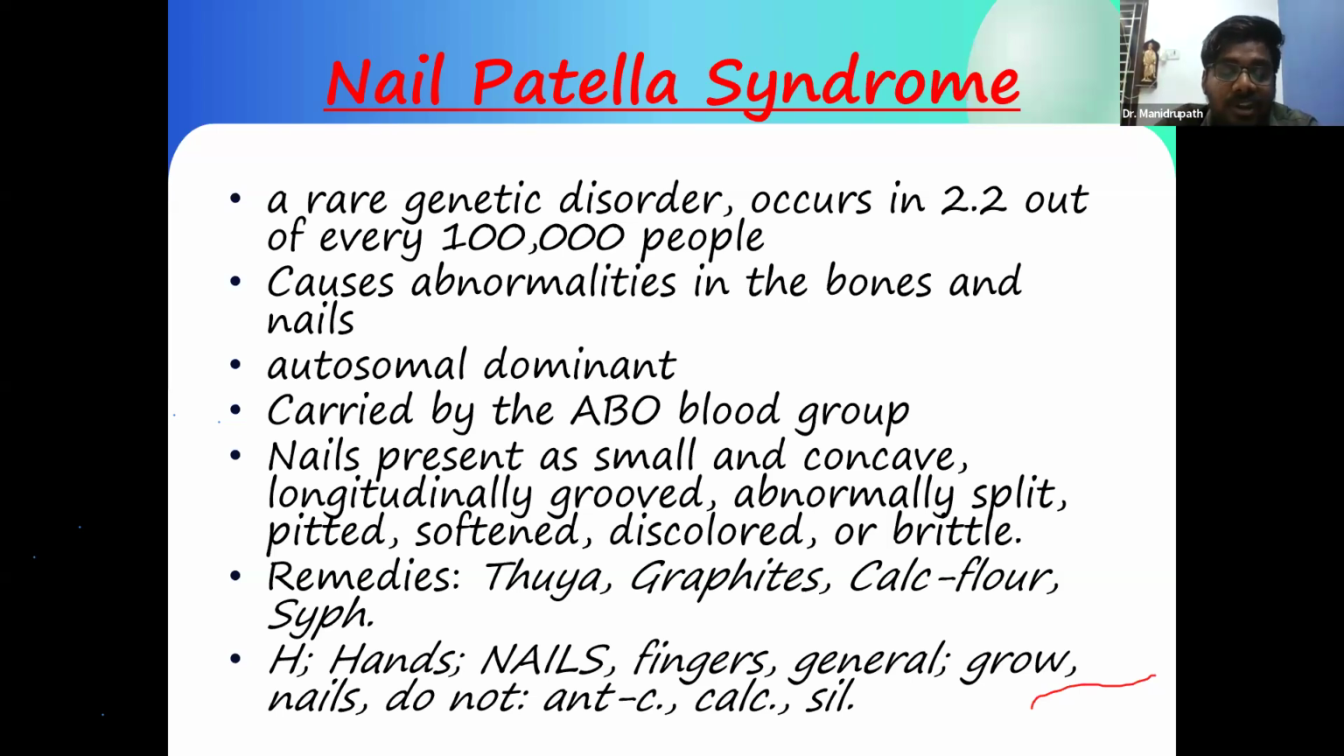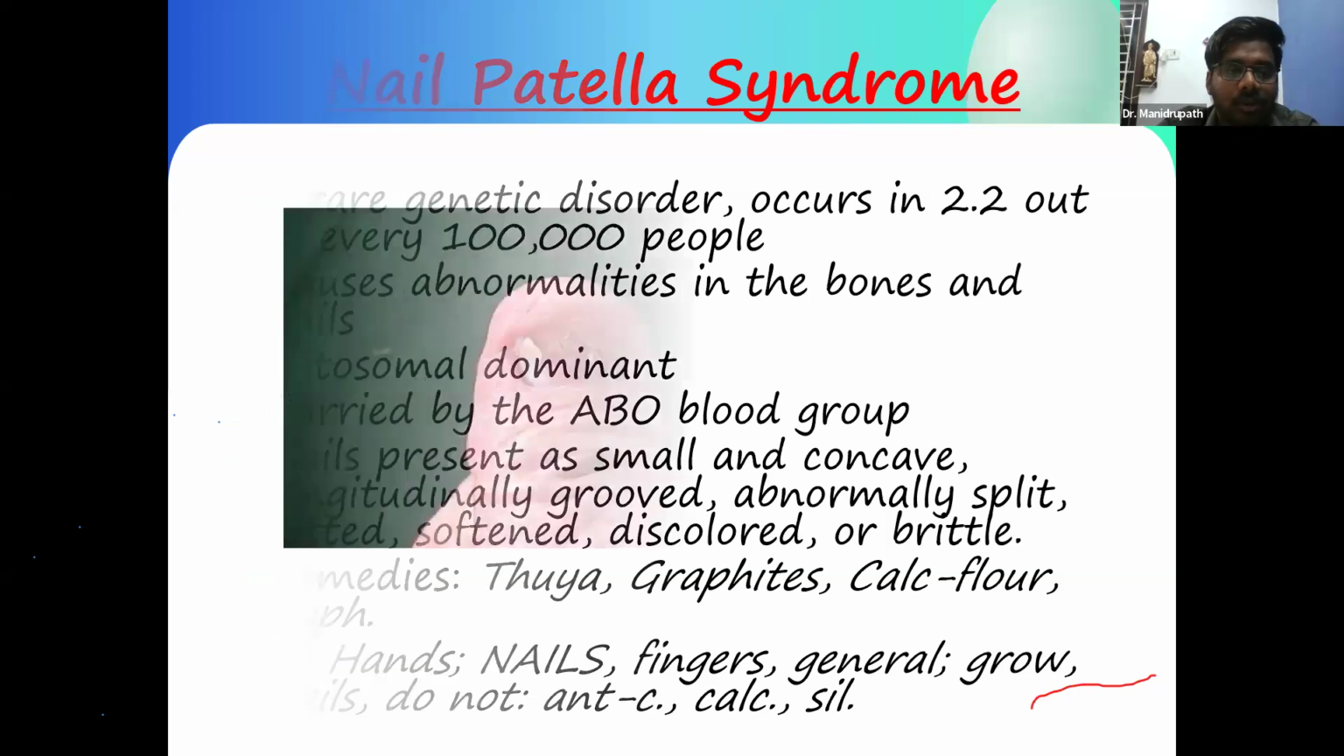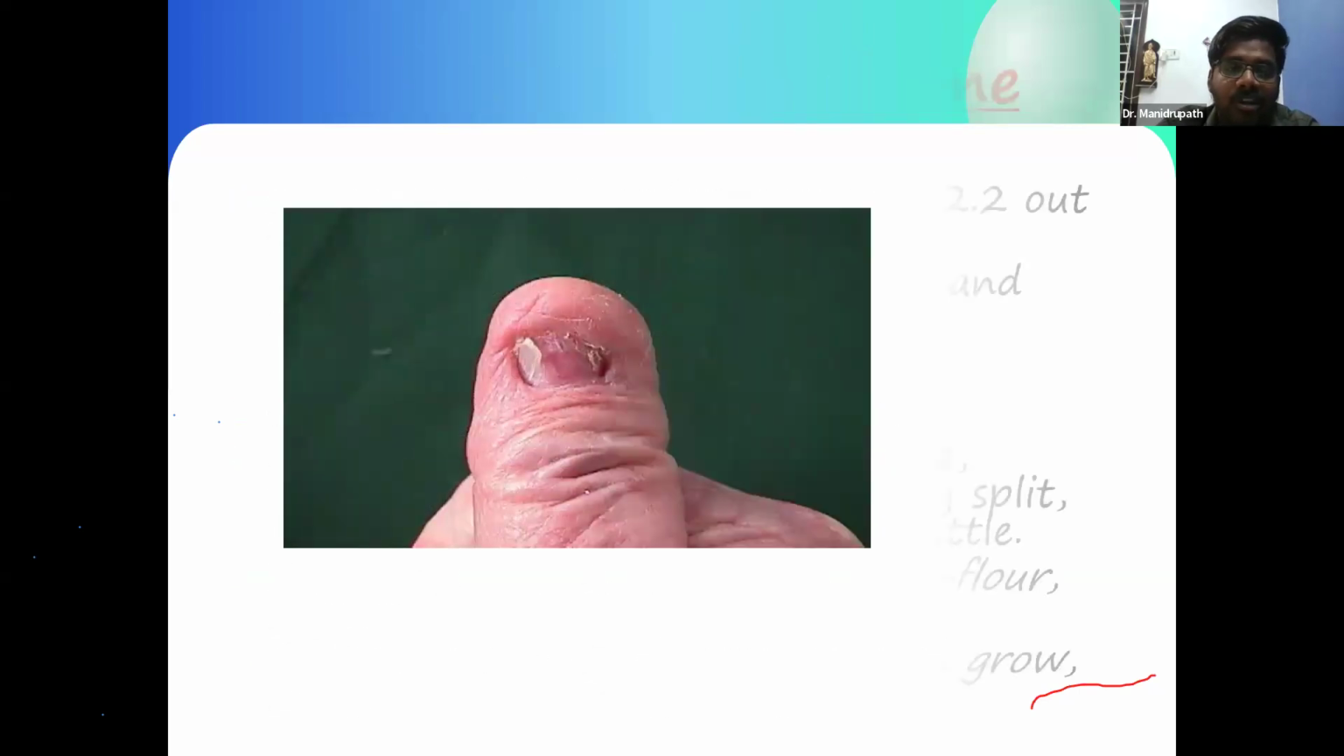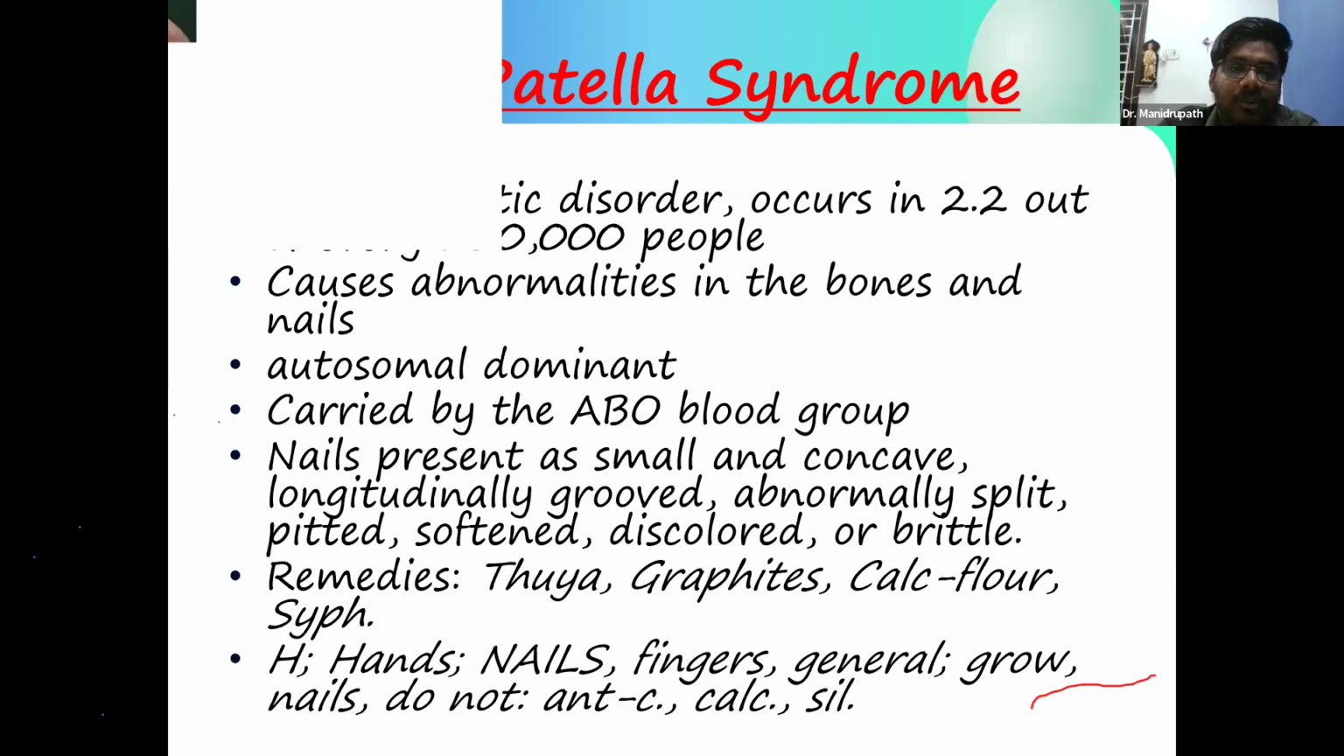Hands, nails, fingers: generally grow nails but do not. Antimonium crudum, Calcarea, and Silicea. This is the figure for nail-patella syndrome.